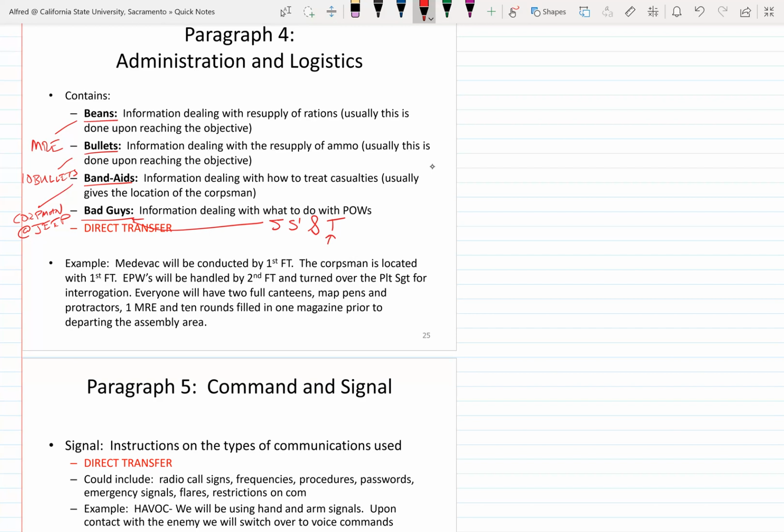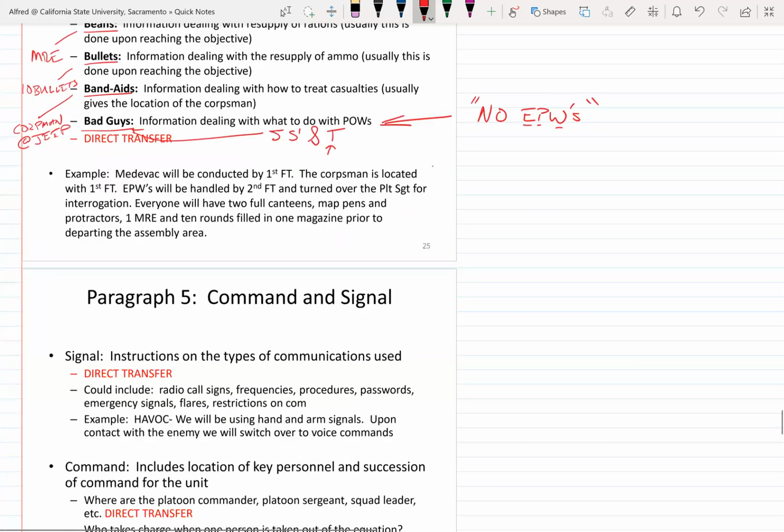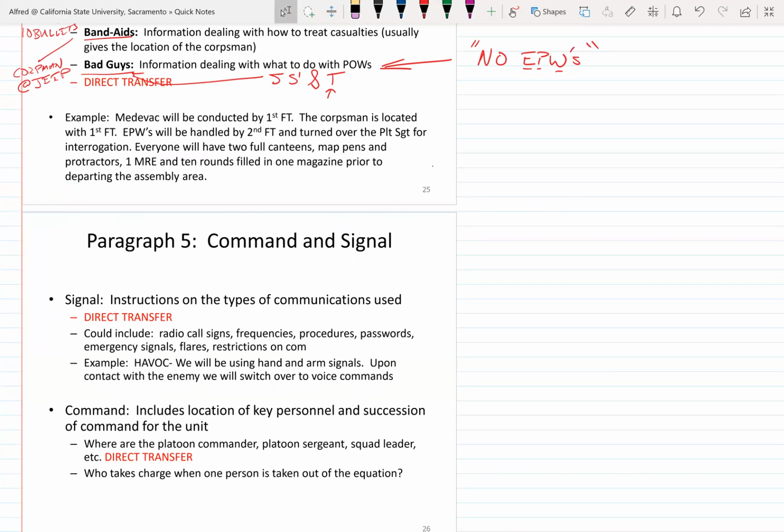And what I always said, I said this: No EPWs. Enemy prisoners of war. No, none of them. We're not taking them. And that always worked for me.